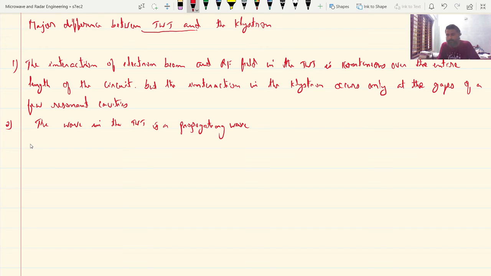Whereas the wave in the klystron is not a propagating wave. I will write like that.